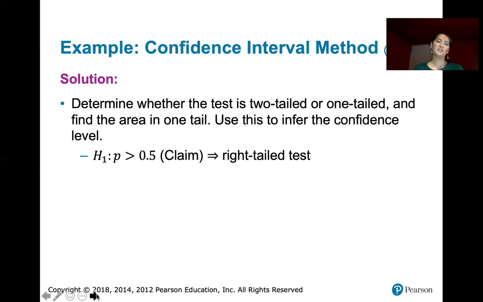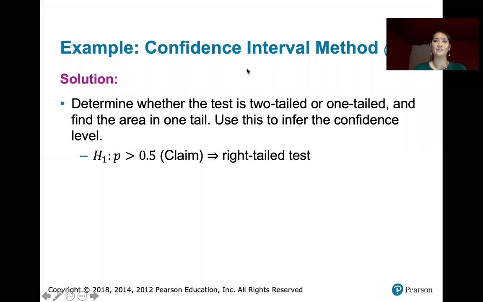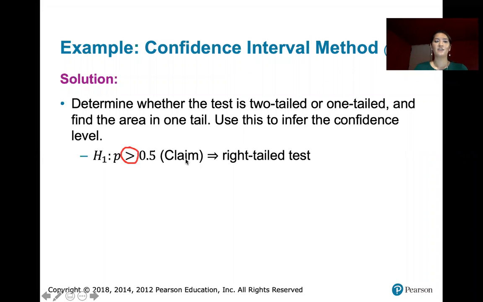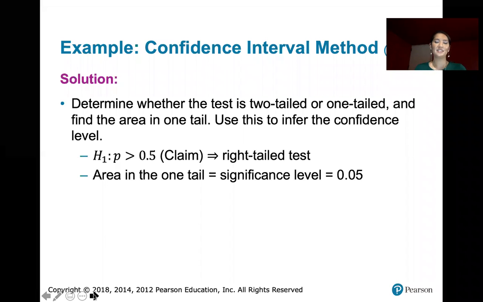Okay, so we look at the alternative hypothesis and we see that we've got a greater than sign. We can think of this as an arrow that's pointing to the right. So we've got a right-tailed test because the arrow points to the right. Now, if I have a right-tailed test, that means the area in the right tail is equal to my significance level, or 0.05. So I need that upper area in that right tail to be 0.05.